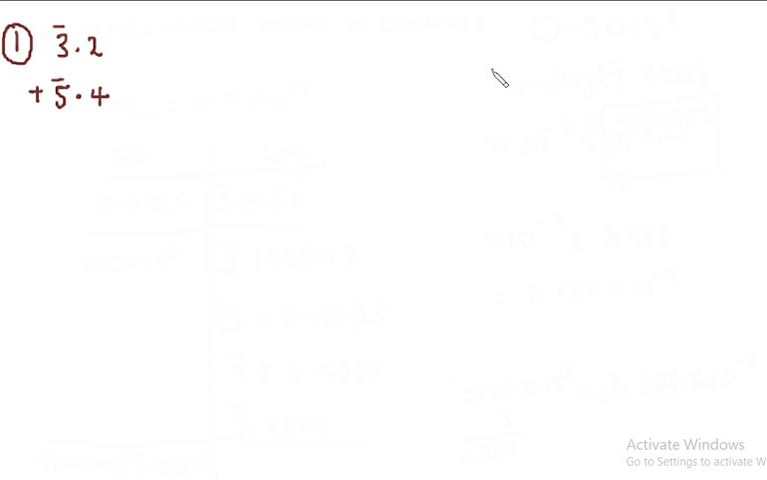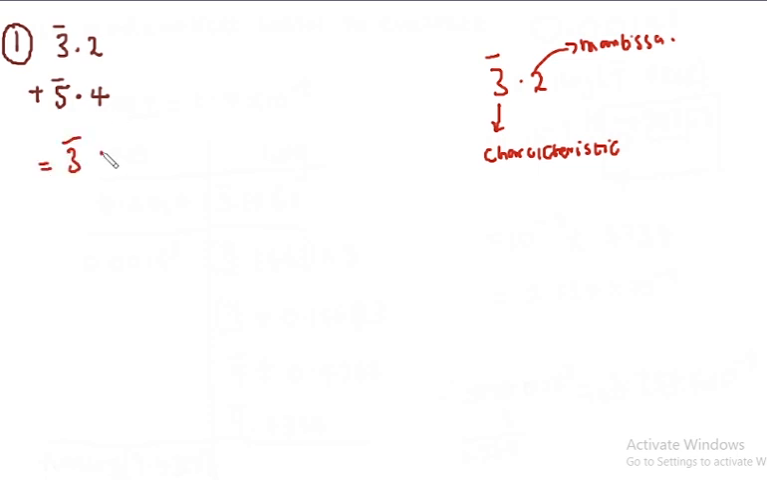The characteristic here is, let's say you have 3 bar 0.2. This is referred to as the characteristic, while this one is referred to as the mantissa. Anytime you're dealing with log bar notations, you have to separate the characteristic from the mantissa. So I can rewrite this as 3 bar plus 0.2, and this as 5 bar plus 0.4. Remember, there's a plus sign between the two of them.